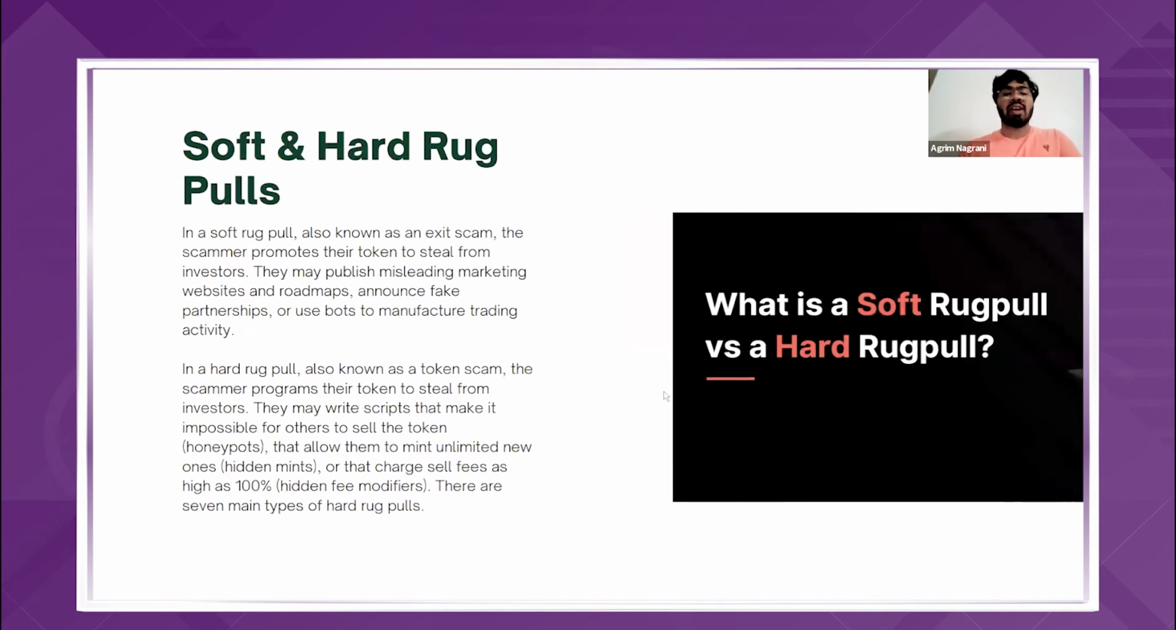Talking about the soft rug pull first, which is also known as the exit scam. In this, what generally happens is the founders or scammers of a particular token promote the token through misleading marketing activities, which involves luring websites. Then they showcase white papers, roadmaps, fake partnerships, and brand collaborations, also using bots to manufacture trading activity.